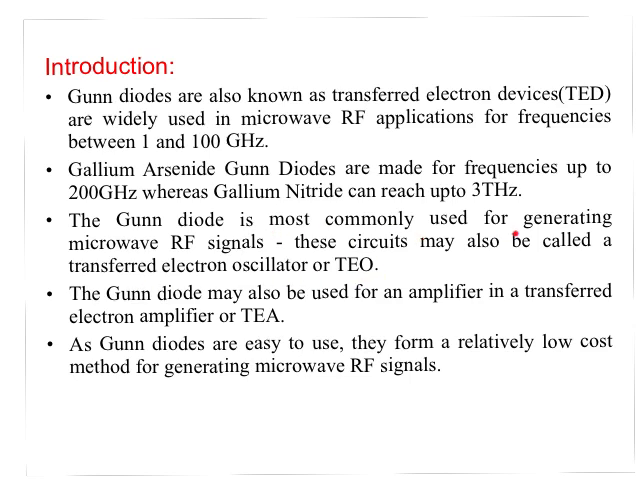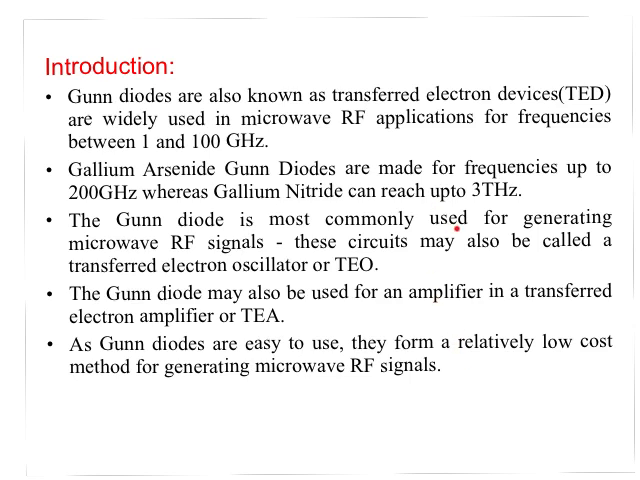Apart from generating microwave signals, these Gunn diodes can also be used as amplifiers, and in such a case we call them transferred electron amplifier or TEA. Coming to the advantages of the Gunn diode, they are very easy to use. They form a relatively low cost method for generating microwave RF signals. This is the most important advantage of the Gunn diode.